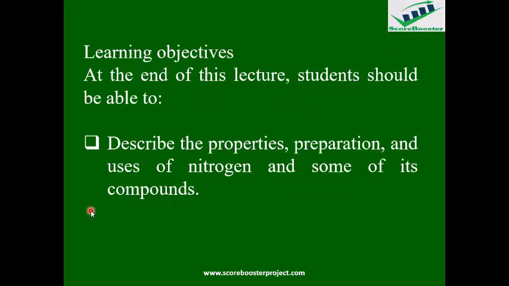Of course, as usual, the way we used to do before every one of our lectures, we state our learning objectives, and today is not going to be any different. So after this class, students are expected to be able to describe the properties, the preparation and uses of nitrogen and some of its compounds. As the case may be, we are still expected to discuss some chemistry of some of these compounds and what is responsible for the way a particular one of them behaves.